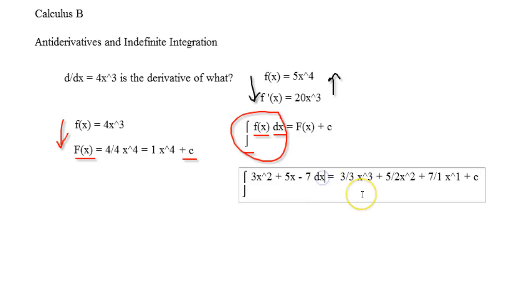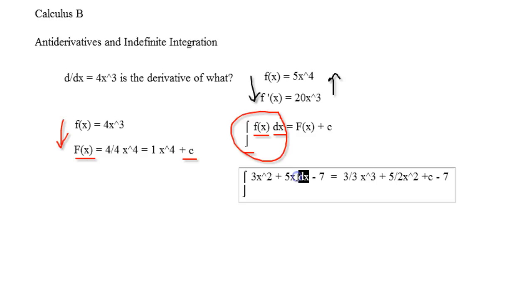Now, if I had my dx somewhere else, let's say I had the dx in front of the minus 7, I would still do the integrals on all of these. Oh, this should be plus. Sorry, that should have been a plus. That should have been a minus 7. I just realized that. I would still have the integrals on there, but then I would have my plus c here and then my minus 7 here. So wherever the dx stops is where I stop my integral.